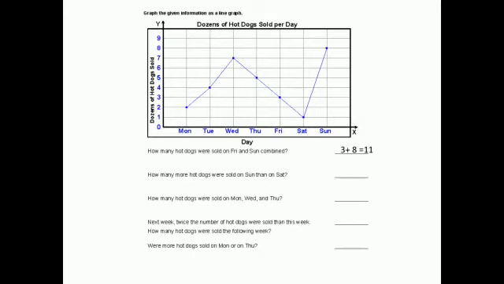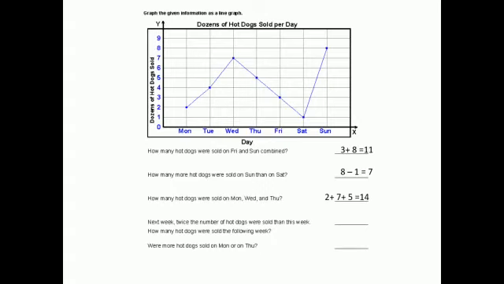How many more hot dogs were sold on Sunday than Saturday? This is a difference. Saturday is 1 and Sunday is 8. So we can write here 8 minus 1 is 7. How many hot dogs were sold on Monday, Wednesday, Thursday? Monday is 2, Wednesday is 7 and Thursday is 5. 2, 7, 5. The total is 14.